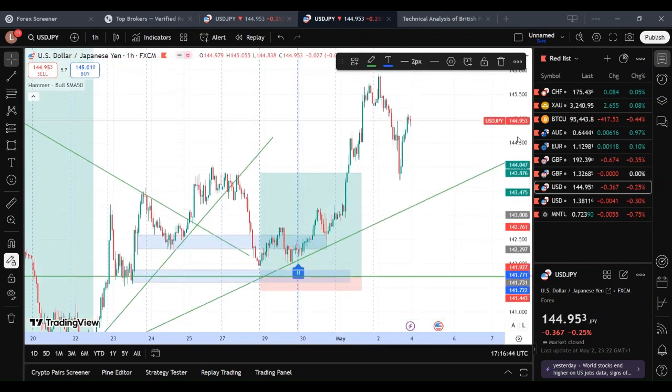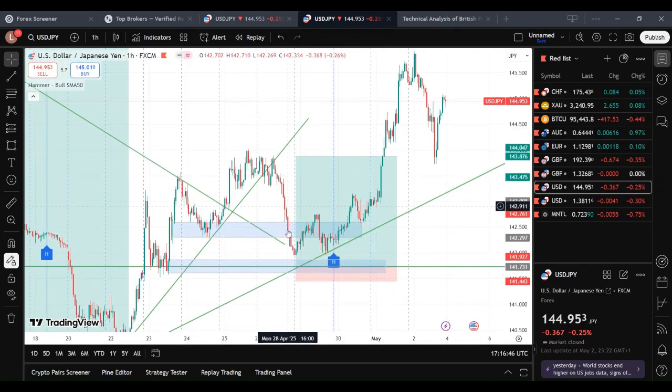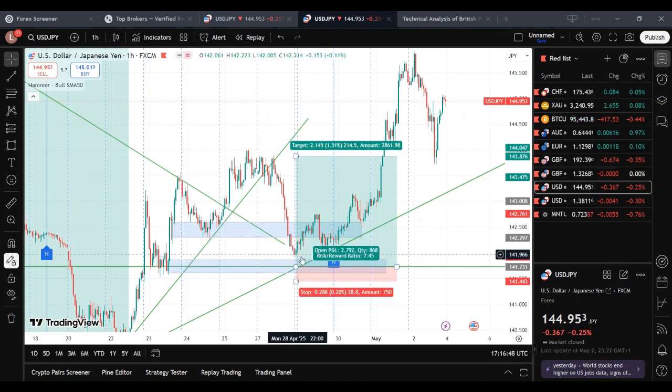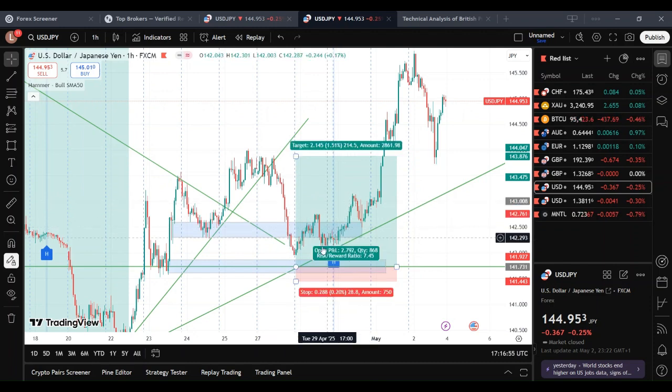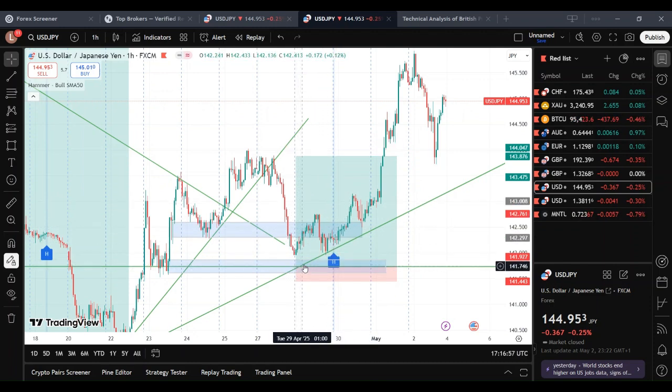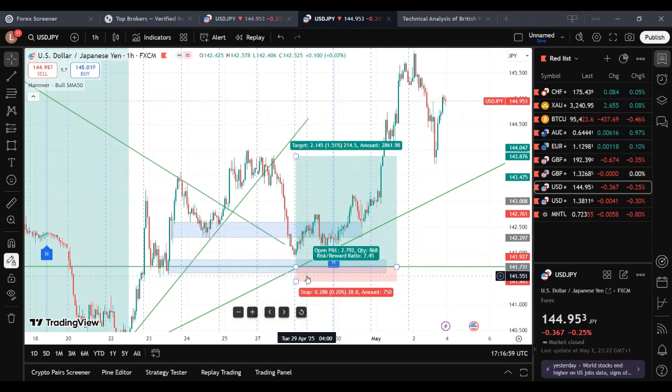Okay, we predicted that the market should come back and bounce from this demand zone here. So where did I place my buy limit? I placed my buy limit just here at the center, risking about 28.8 pips to make about 214. Quite a nice risk to reward ratio.